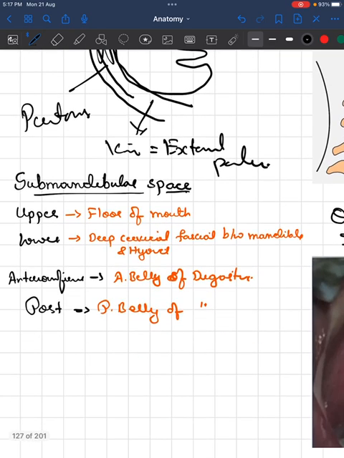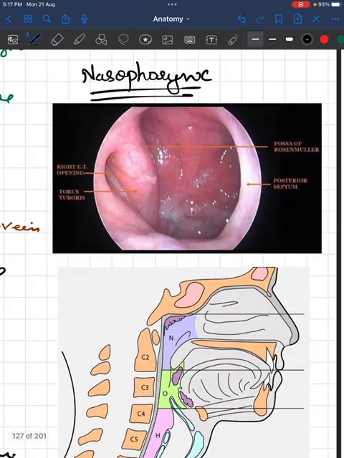Next, the submandibular space. Its boundaries are: upper, the floor of the mouth; lower, the deep cervical fascia present between the mandible and hyoid; anteroinferior, the anterior belly of the digastric; and posterior, the posterior belly of the digastric.